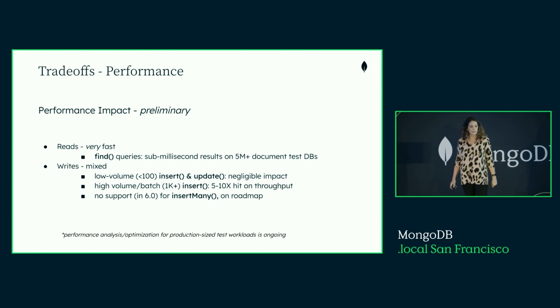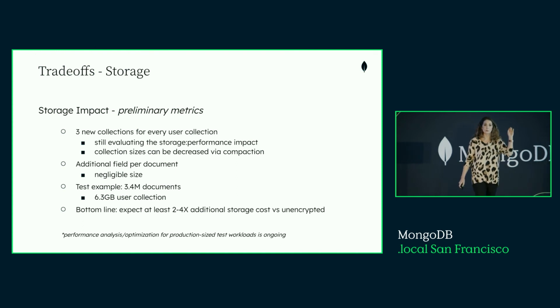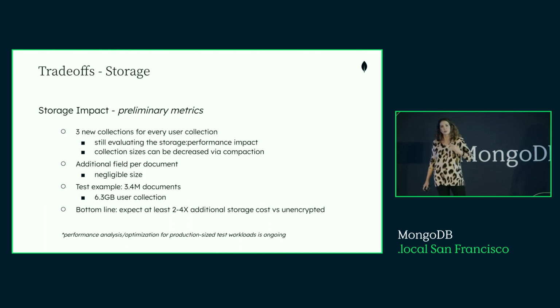on the write side. Storage, because again, we're storing these 3 collections on the server side, there is an impact to storage. So you can get 2 to 4x the storage. That's for any encrypted document. So if you have 1 encrypted field, you're probably not going to see 2 to 4x. If you have 10 encrypted fields, you might see a little more. Again, because we have to store more information on the server side.